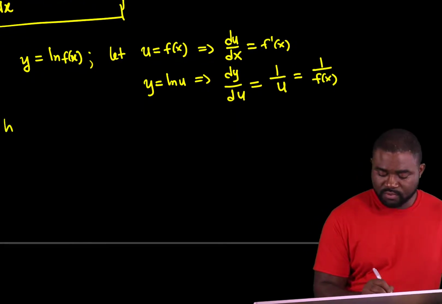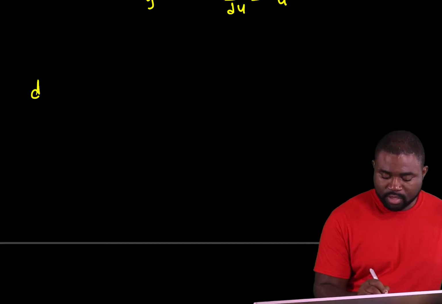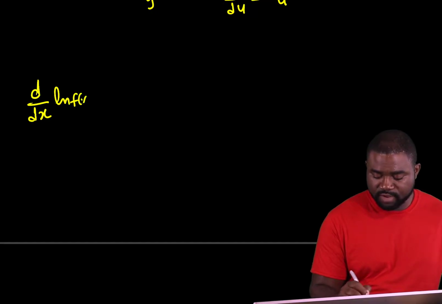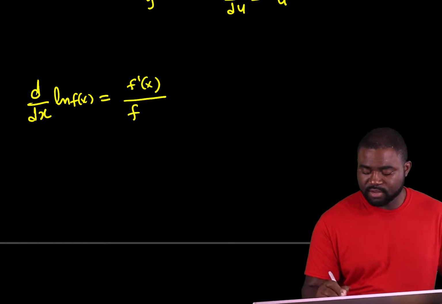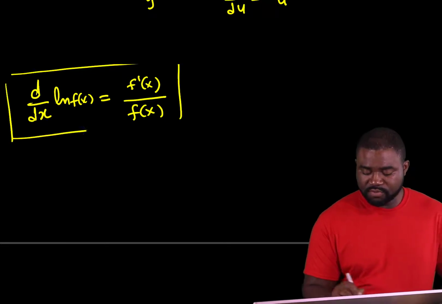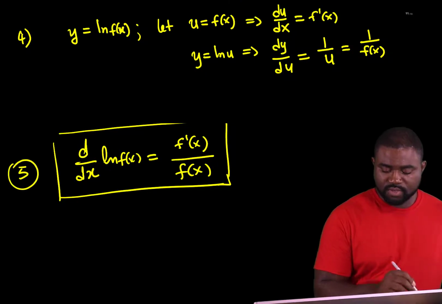Hence, we can therefore see that d dx of ln f of x is equal to f prime of x divided by f of x. You should definitely keep this in mind. I'm going to call this 5.